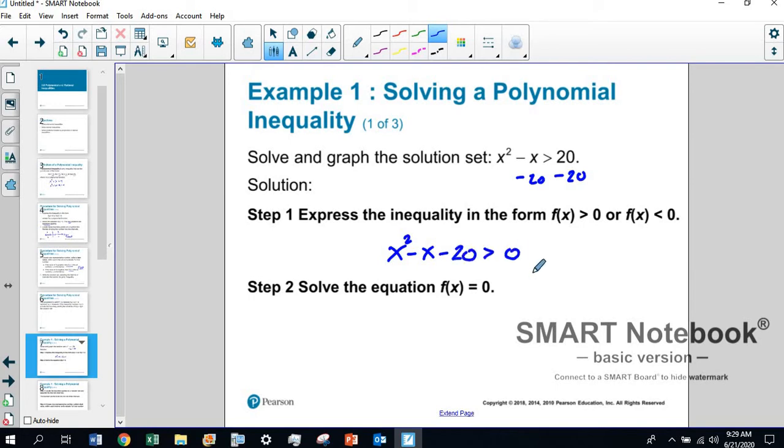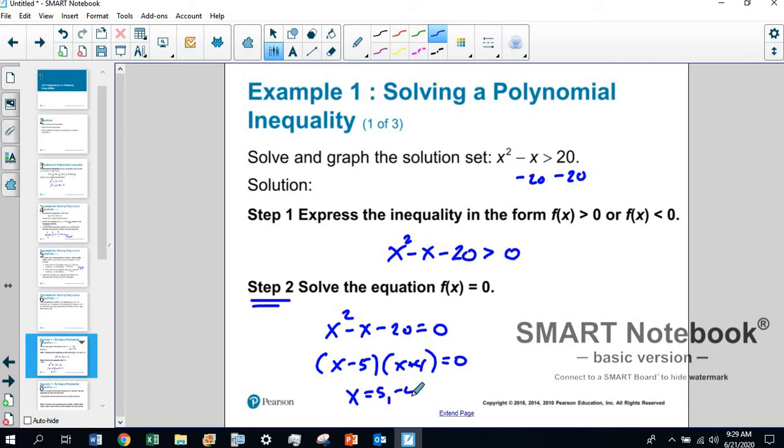So we subtract 20 from both sides, we get this. And now we're going to solve x squared minus x minus 20 equal to 0. And this step right here, step 2, involves previous things, right? Just like normal, math builds on itself often, and algebra certainly does. So we need to remember how to do this from chapter 1. This factors into (x minus 5)(x plus 4), and so we get x equals 5 and x equals negative 4.